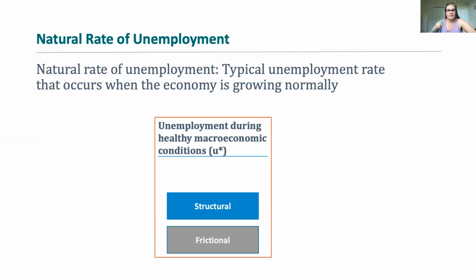So let's look at the data. There's a natural rate of unemployment. Like I mentioned before, not all unemployment is bad. During recessions, people may be unemployed for one of 3 reasons. But during normally healthy economic periods, cyclical unemployment tends to fall to 0. And what we see is that during healthy macroeconomic conditions, we primarily have unemployment that is structural and frictional in nature. The natural rate of unemployment is the typical rate when an economy is growing normally.